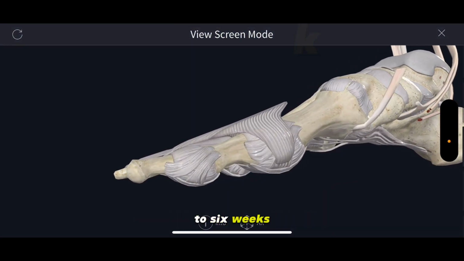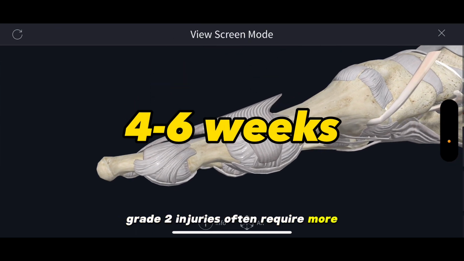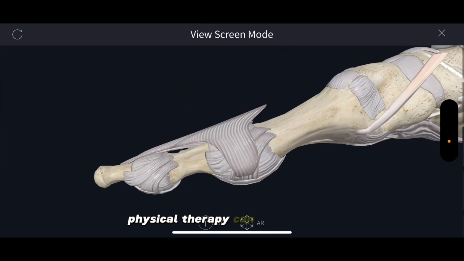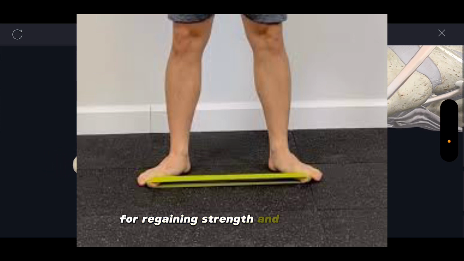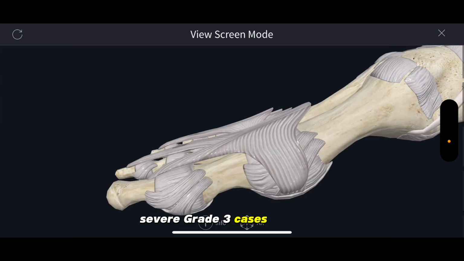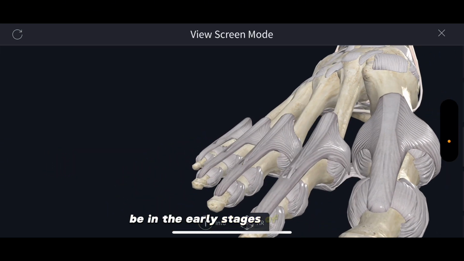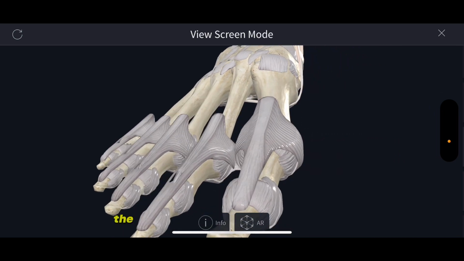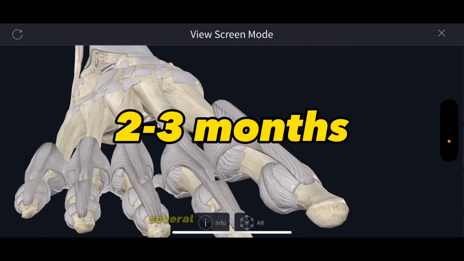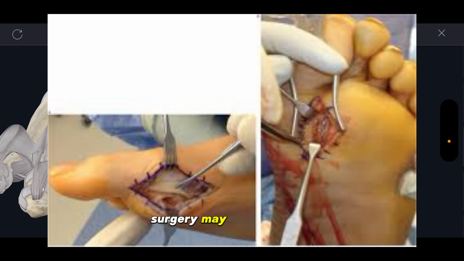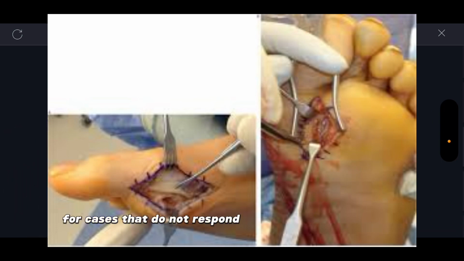In the next 4 to 6 weeks, grade 2 injuries often require a more extended recovery period. Physical therapy can be beneficial for regaining strength and flexibility. Severe grade 3 cases may still be in the early stages of recovery. Over the next 2 to 3 months, the grade 3 turf toe injury may require several months of recovery. Surgery may be considered for cases that do not respond to conservative treatment.